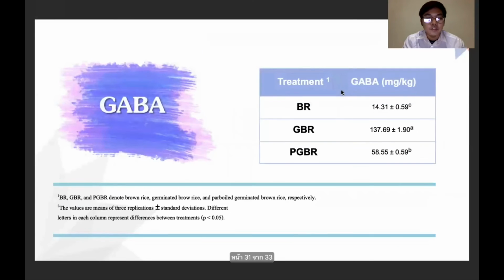And next, for the GABA content of the samples in this experiment, it is obvious that after the germination process, the GABA content of the sample increased significantly, especially for the germination process without parboiling. However, when we parboil, the germinated paddy GABA content was reduced significantly, but still higher than brown rice.